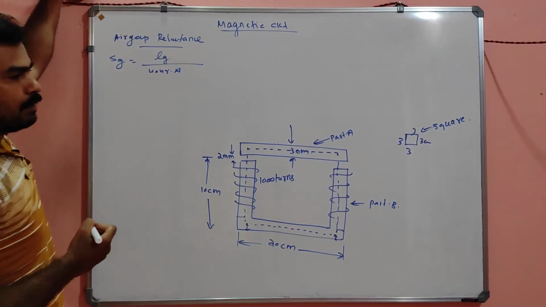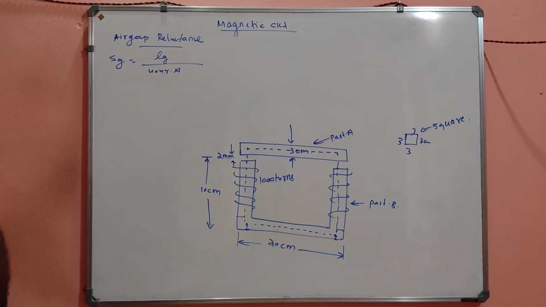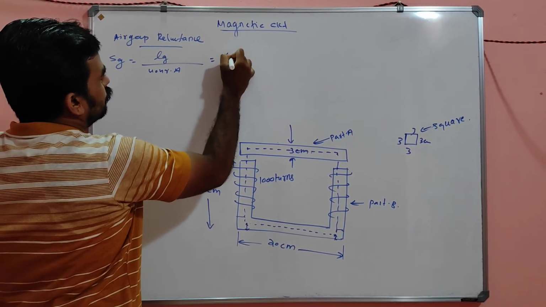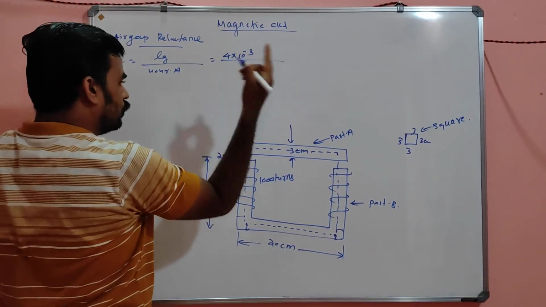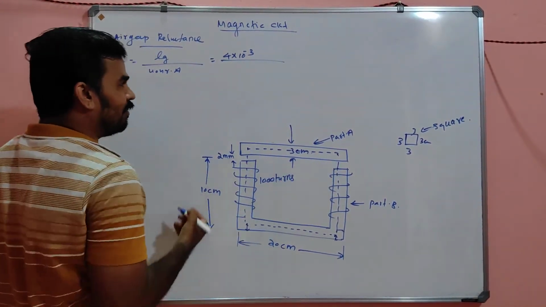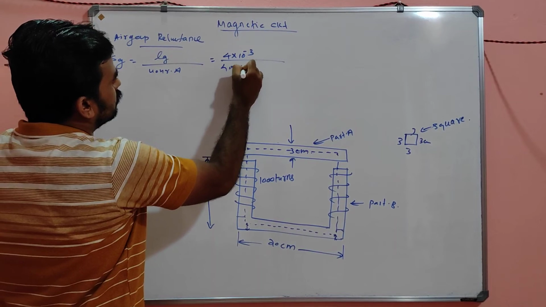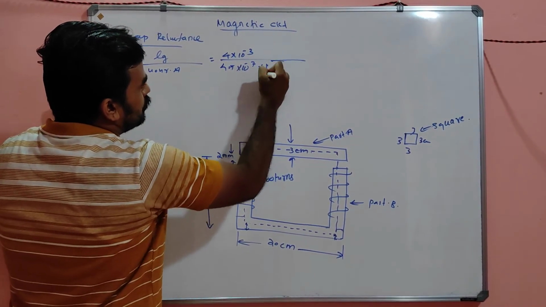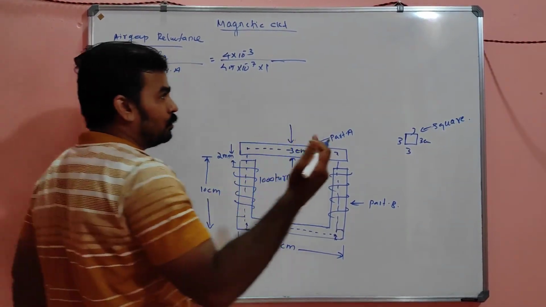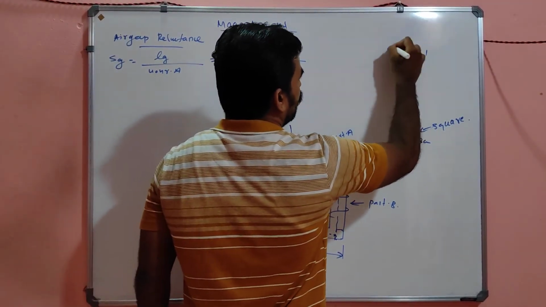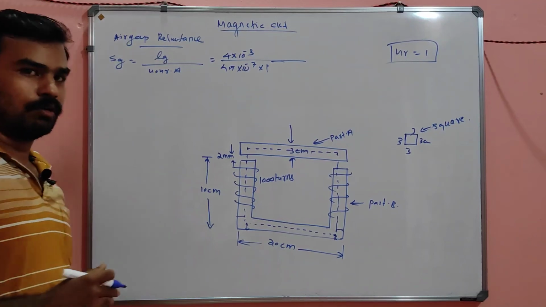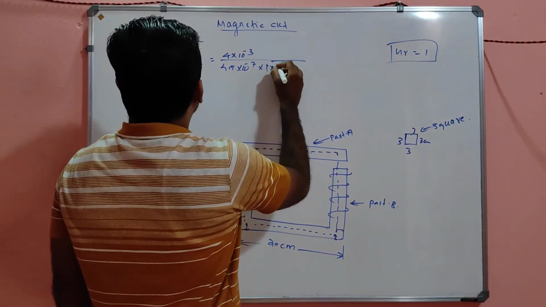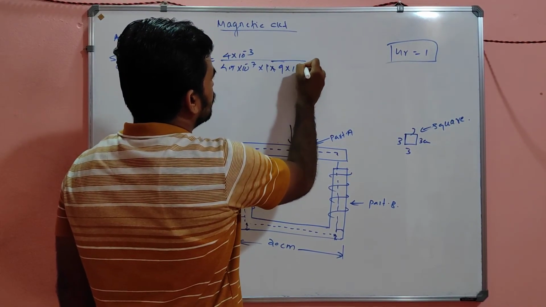What is the length of the air gap, my dear? It is given as 2 mm on both sides, which means it will be 4 into 10 raised to minus 3 meter in total, 2 mm here and 2 mm here. Then 4 pi into 10 raised to minus 7 into mu r of the air gap. I already told you mu r is always 1 for air, so 1 into area, which is 9 into 10 raised to minus 4.